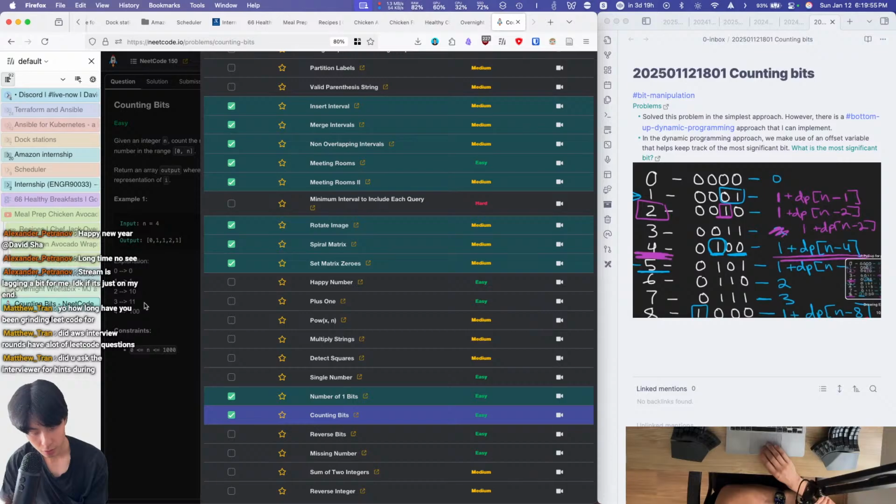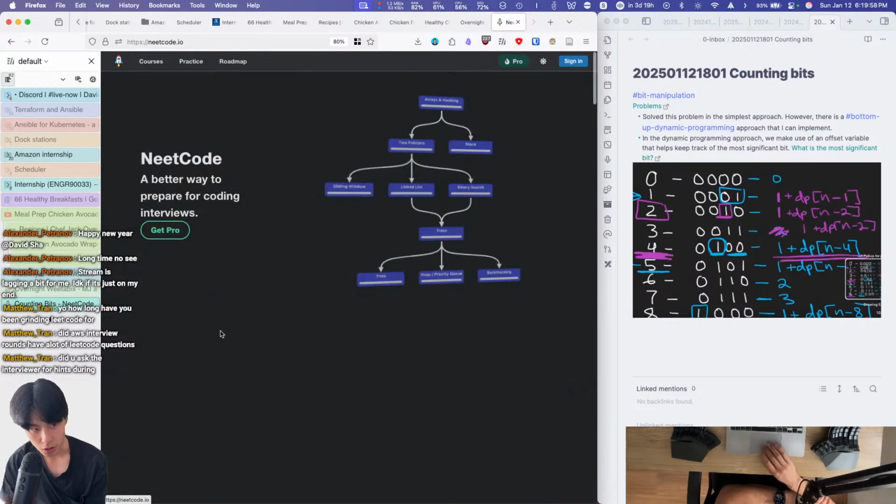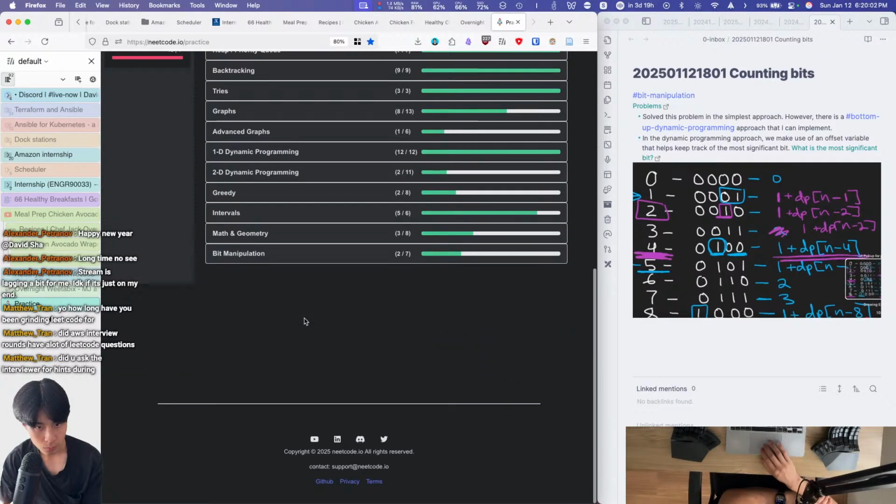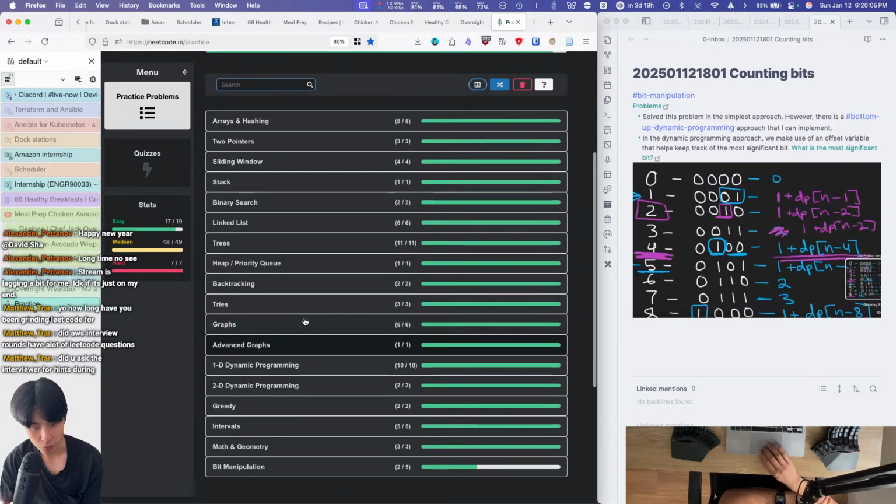Reverse bits. That's going to be an interesting problem. I want to solve this later, though. I don't want to solve this now.